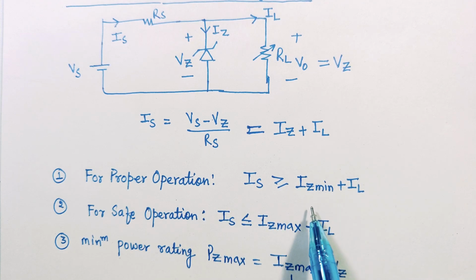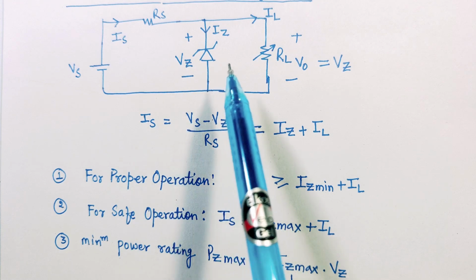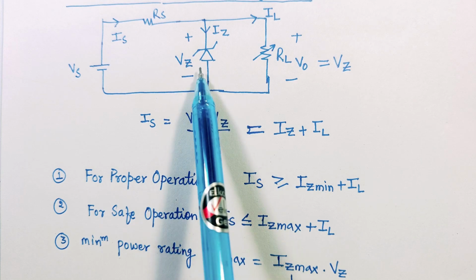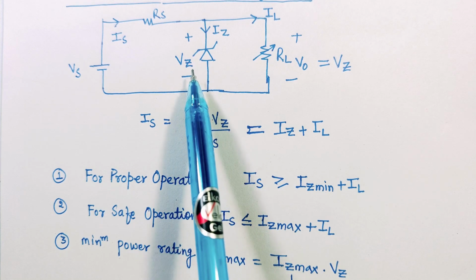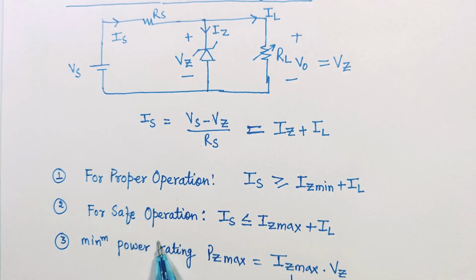Iz minimum is the minimum current flowing through the Zener diode when Zener diode is acting in breakdown region. Zener diode acting in breakdown region means this Zener diode is providing voltage Vz continuously across this load resistance RL. For safe operation, we can write Is should be less than or equal to Iz max plus IL.